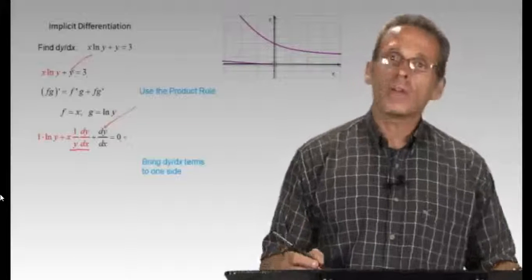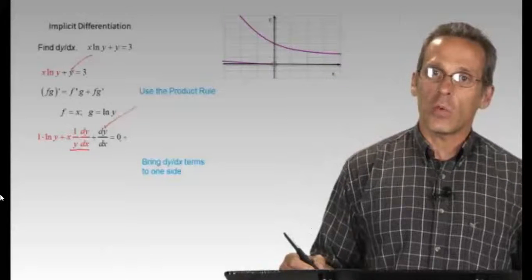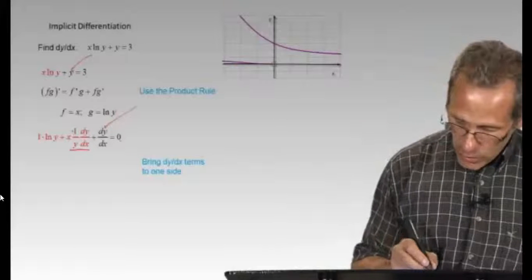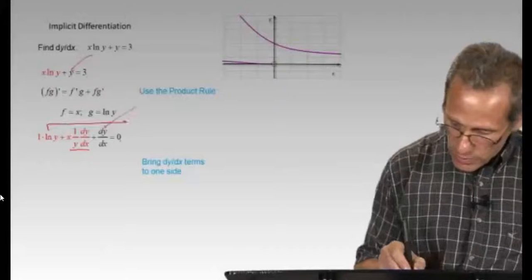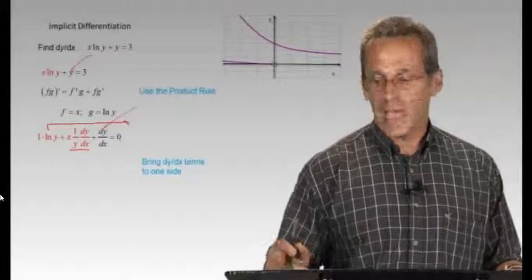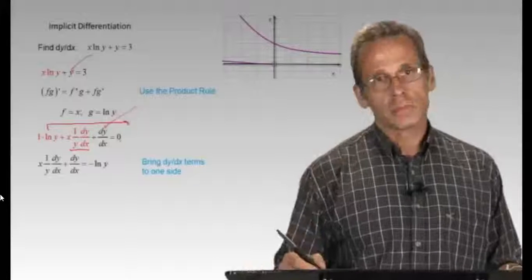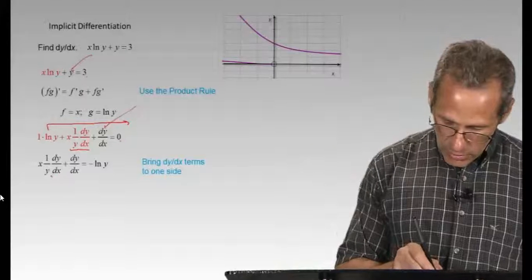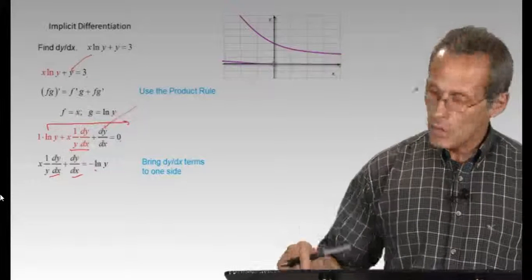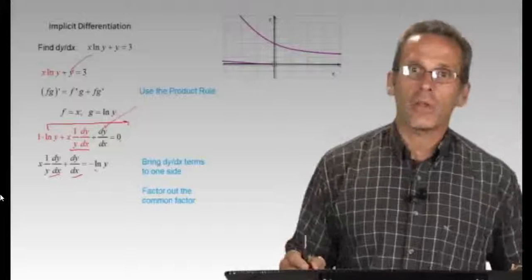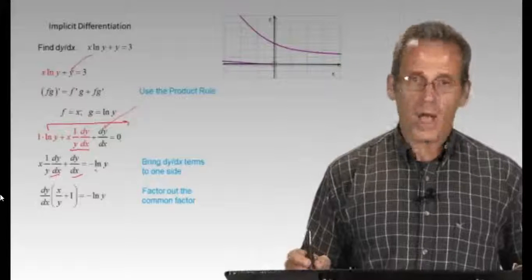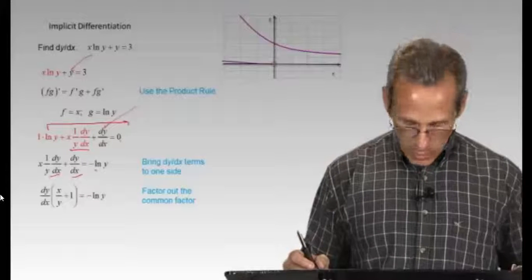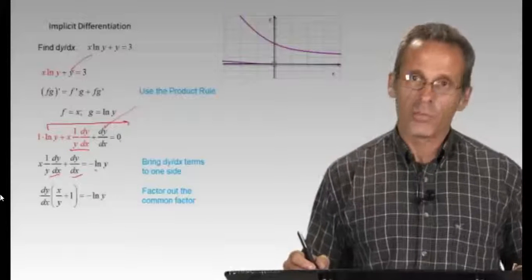We need to bring the terms with dy/dx to one side of the equation and move the terms that don't have dy/dx to the other side. So we will subtract over any term without dy/dx to the right side. As we did in the previous two examples, we noticed that both terms have a dy/dx. What do we do? Factor out the common factor. dy/dx times the quantity x over y plus 1 equals minus the natural log of y.